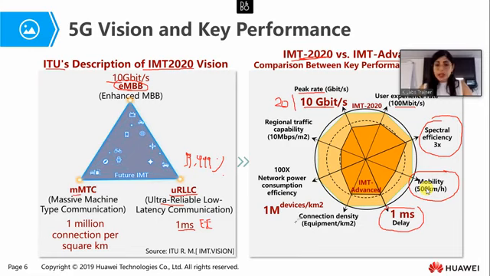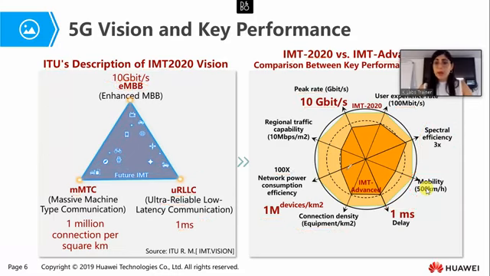Also for the connection density, we already said with 4G we are able to reach 10,000 connected devices per square kilometer, while with 5G we are able to reach 1 million connected devices per square kilometer. And also for the power consumption, we enhanced the power consumption by 100 times with respect to 4G. So this is a comparison of the key performance indicators between the 4G and 5G networks.